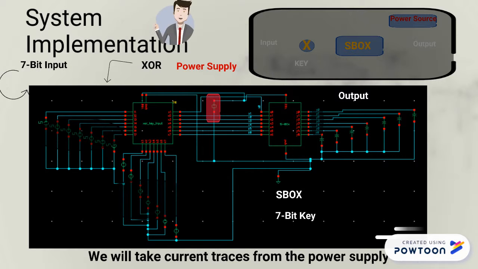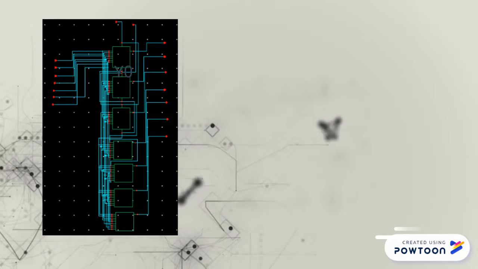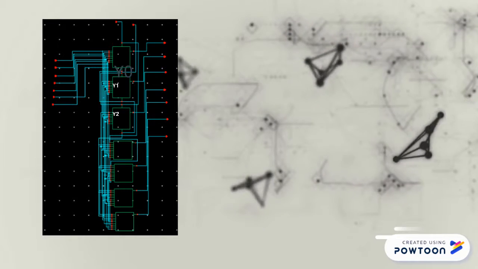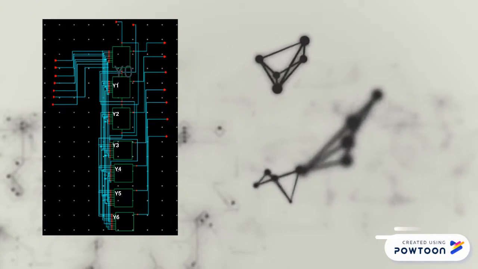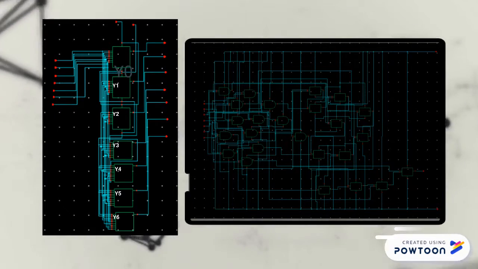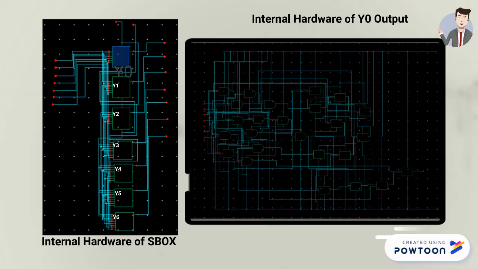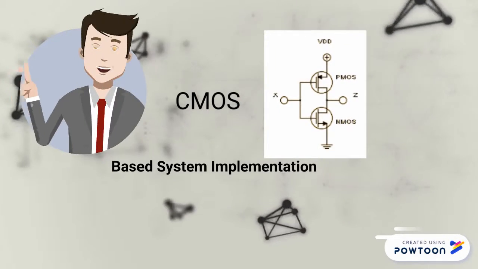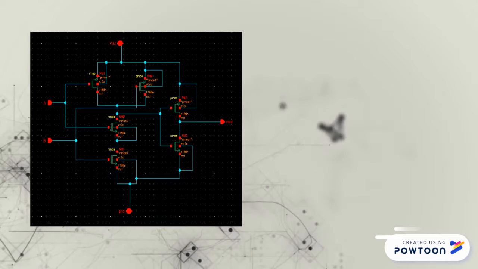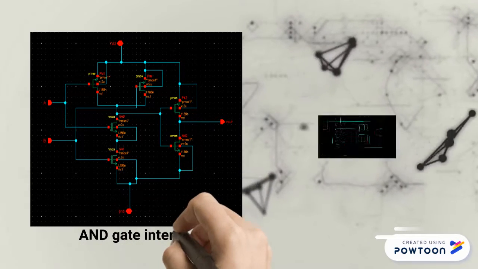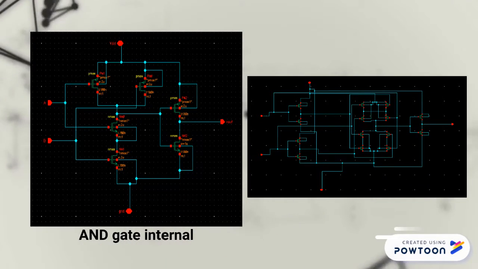The internal hardware of the S box, as one can see on the screen, is represented as a Cadence schematic, and one such output from the S box, Y0, is shown in enlarged view. The entire design is organized with a 180 nanometer CMOS based system implementation. The internal structure of the AND gate and XOR gate required in the S box are shown in the figure.